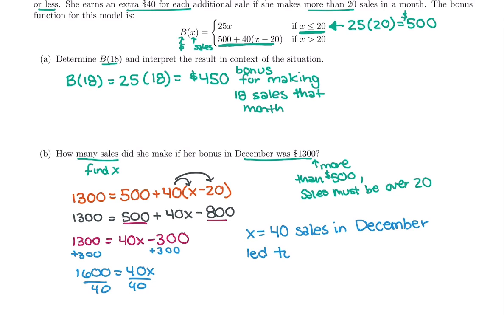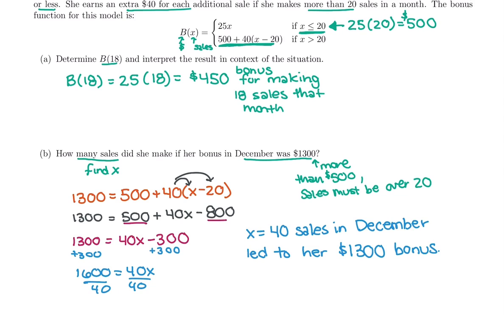that led to her $1,300 bonus. So X is 40, that represents sales. It was 40 sales for her to get a $1,300 bonus.